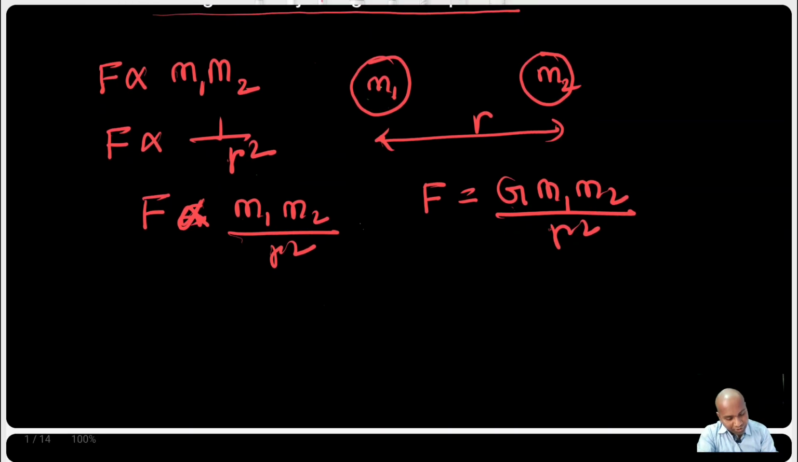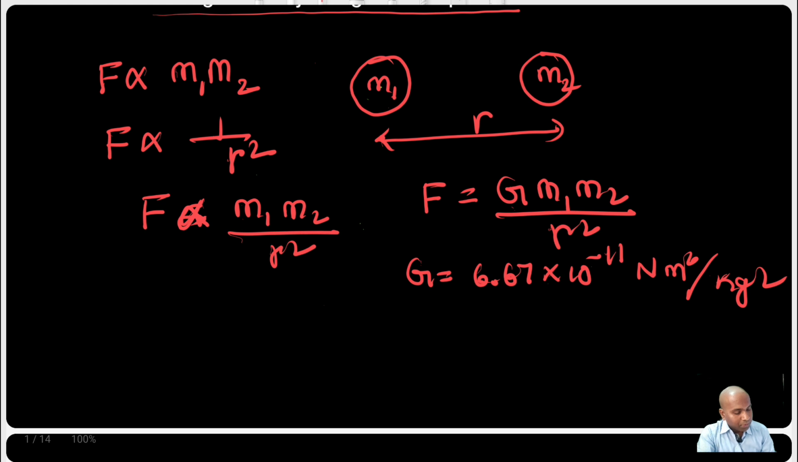The value of G is 6.67 into 10 power minus 11 Newton meter square per kilogram square. This is the value in the universal law of gravitation. Then we want to know the dimensional formula of the universal gravitational constant.